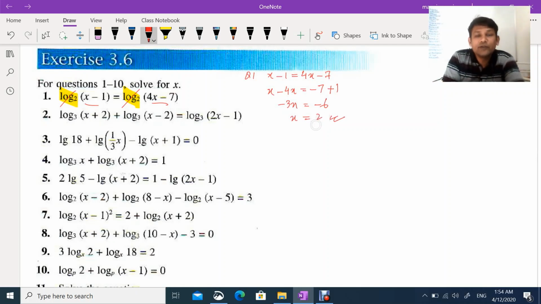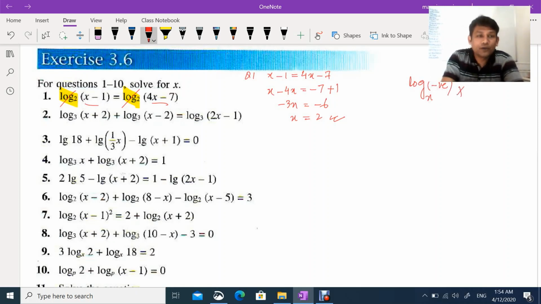Sometimes when we have two results for x, we have to check them. Like here, 2 minus 1 is 1. I mean, this part should not be negative. With log, whatever the base, this part should not be negative. That is not valid, not possible, or an undefined value.